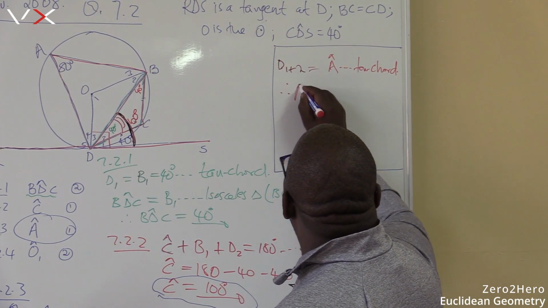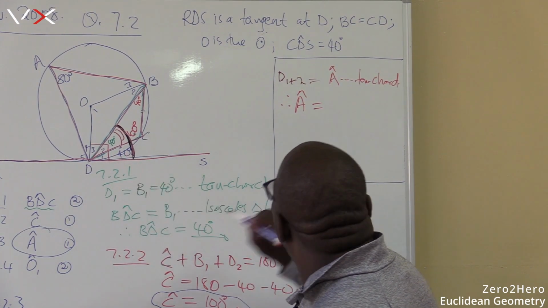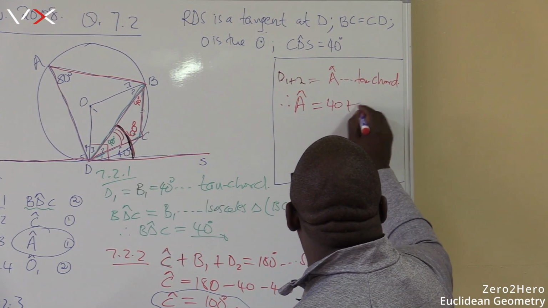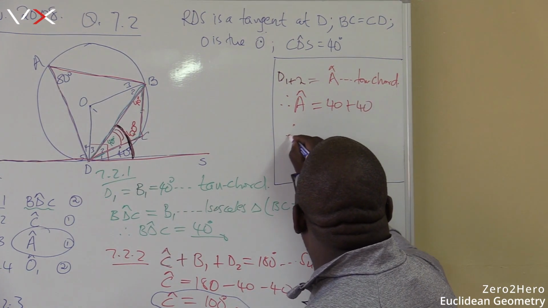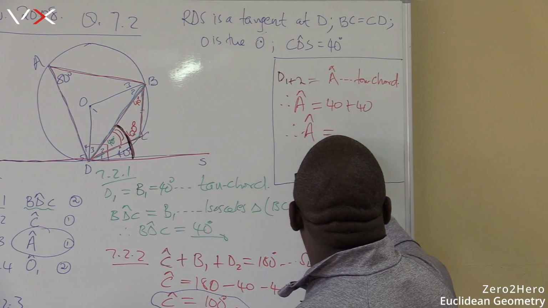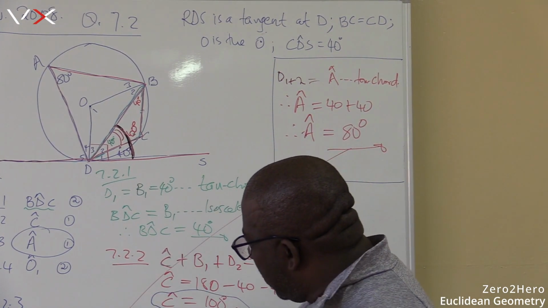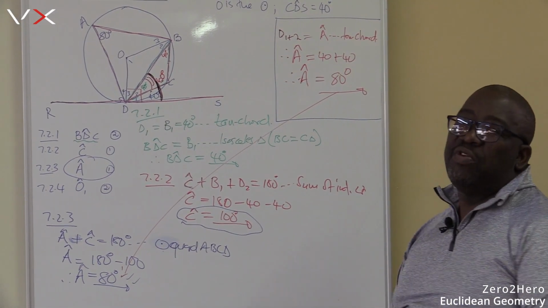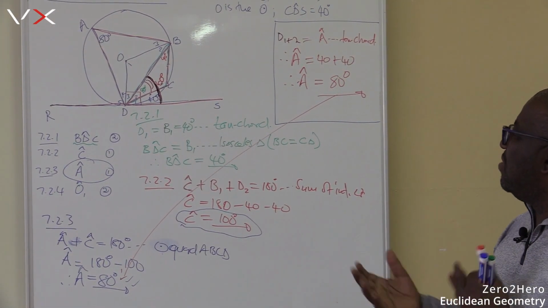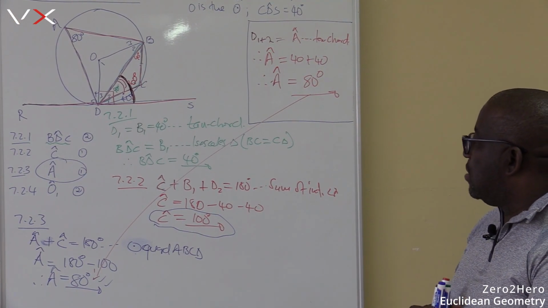Therefore, angle A will be equal to, what is D1? We are given D1 to be 40, plus D2. What is D2? It is also 40. Therefore, angle A is equal to, what is 40 plus 40? It is 80 degrees. No matter how you do it, you will come back to the same solution. That's the beauty of Euclidean geometry. You can find different ways of doing the same problem, as long as you are mathematically correct.